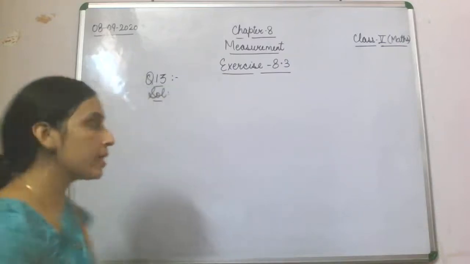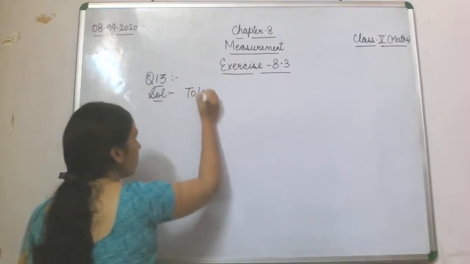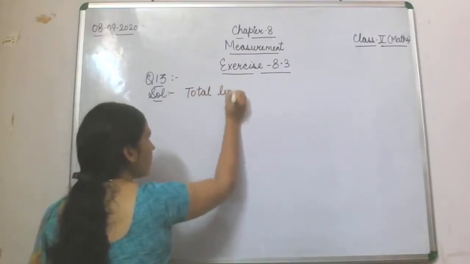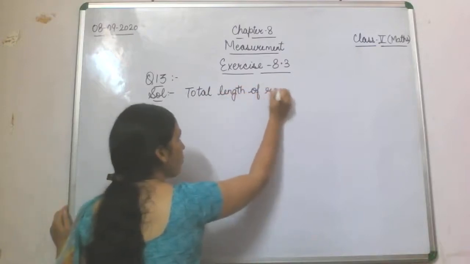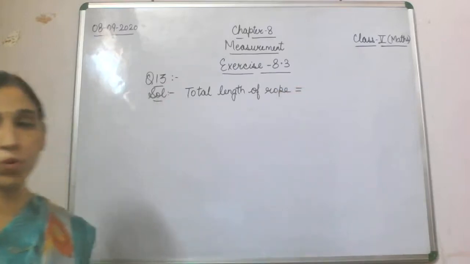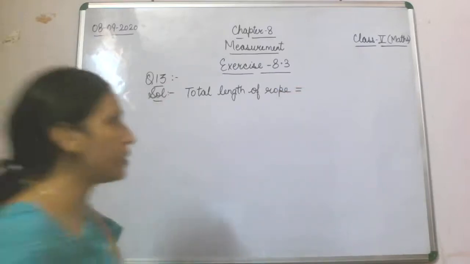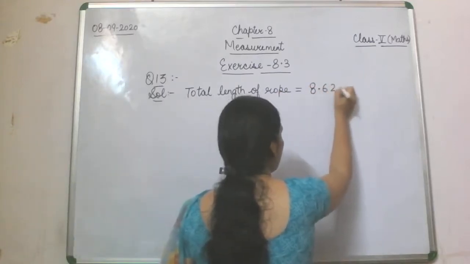So let's start. What is the total length of rope? That is 8.62 meter. The total length of the rope is 8.62 meter.